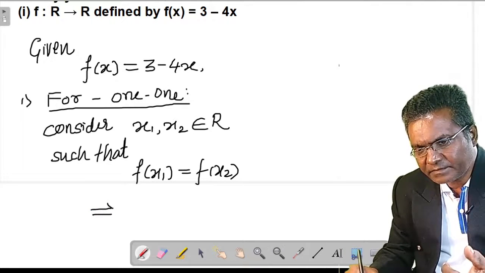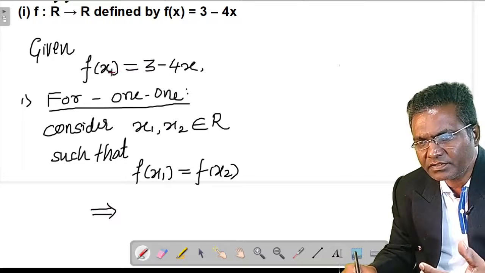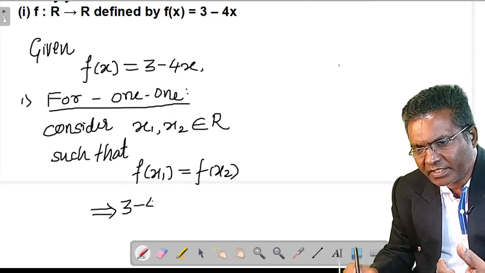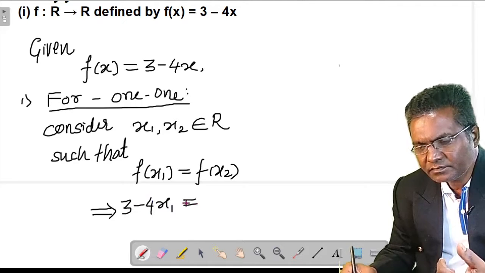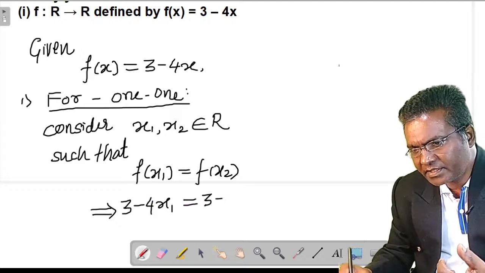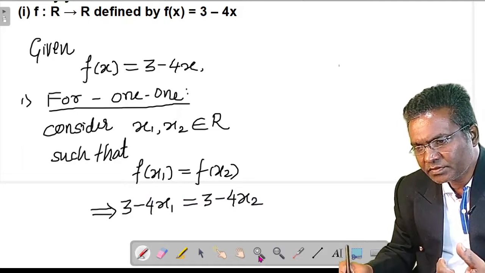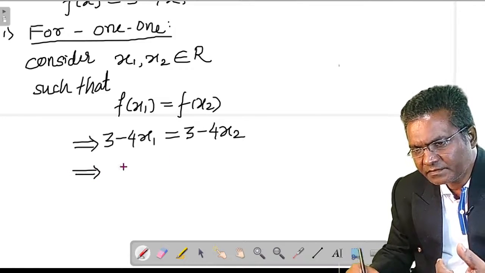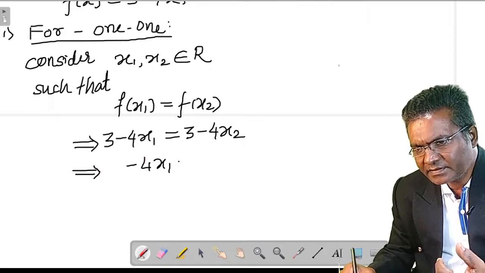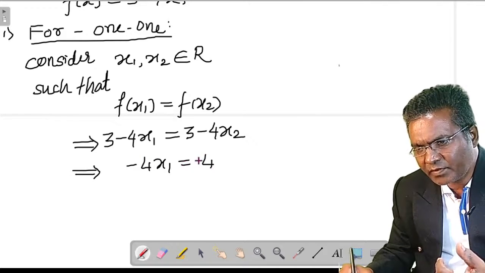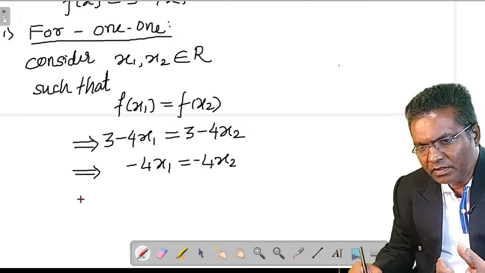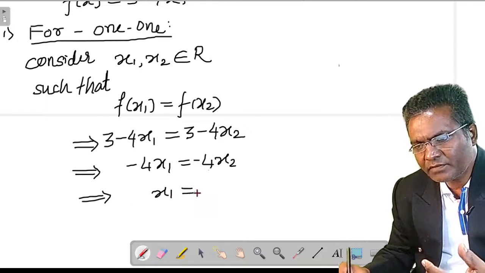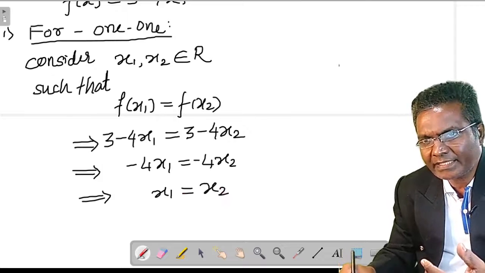So this implies, according to this, f of x is 3 minus 4x, so f of x1 is 3 minus 4x1. On the other side, it is 3 minus 4x2. This implies 3 cancels, minus 4x1 is equal to minus 4x2. You can divide both sides by minus 4. You are left with x1 equals x2.